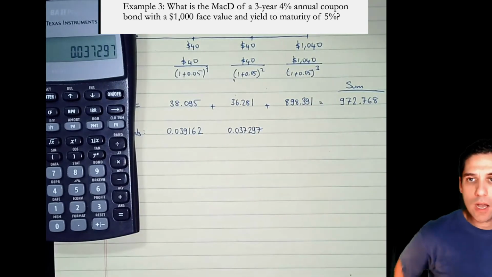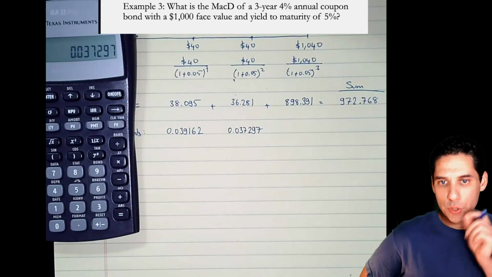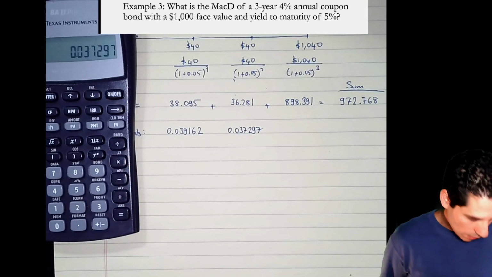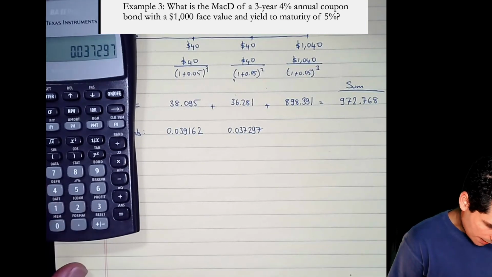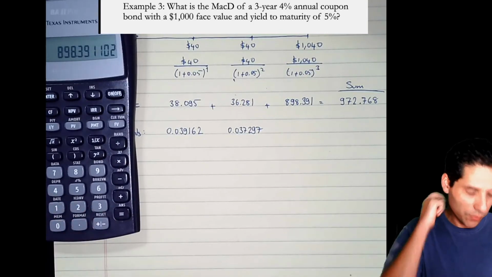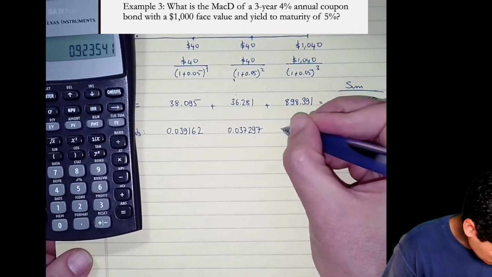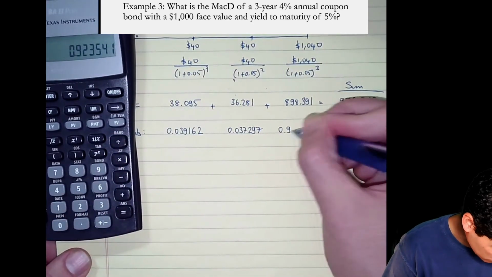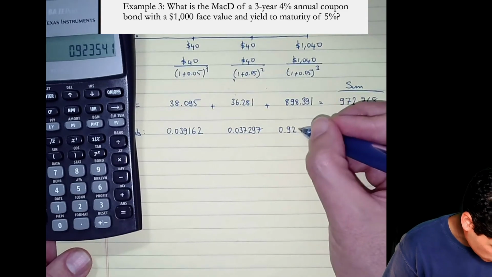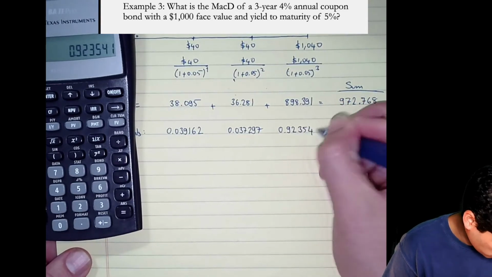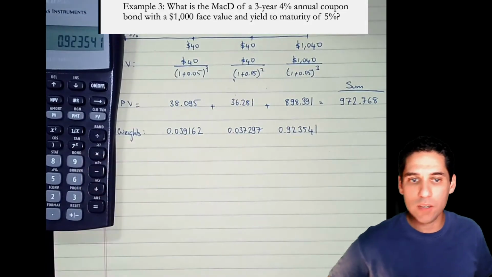0.037297. So the second one is contributing this much to the total value. Store 2 and recall 3, present value of the face value, divided by recall 4, that's the weight of the last one, and that's the big one for this bond, right? 0.923541. So these are the weights.